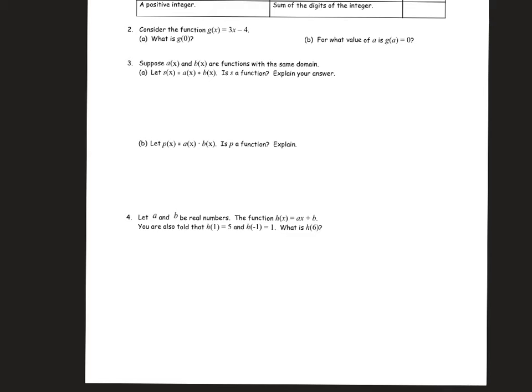So h of 1 is going to equal, it means wherever there's an x in my function, I'm putting a 1. So it'll be a times 1, which we'll just write as a, plus b. And I know that output's 5 based on this statement right here. Let's do for -1. If I input -1 for x into my function, I'm going to get -a plus b in this case. And that I know based on this statement here equals 1.